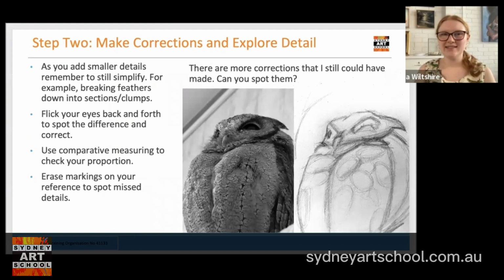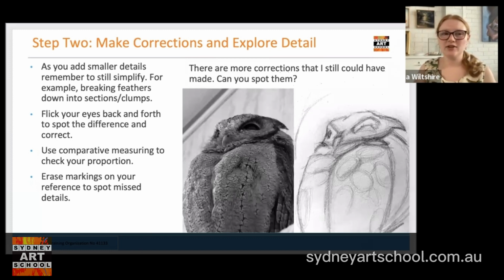The next step is to make corrections and explore the detail. So as you add small details, remember to still simplify. For example, breaking feathers down into sections or clumps. You'll see here that I've used lots of oval and elliptical shapes to indicate these clumps of feathers, which I can tell are there because of the shadows that I can see on the wing.